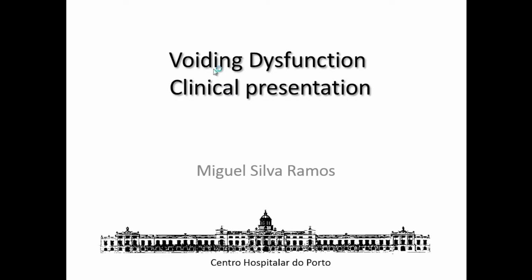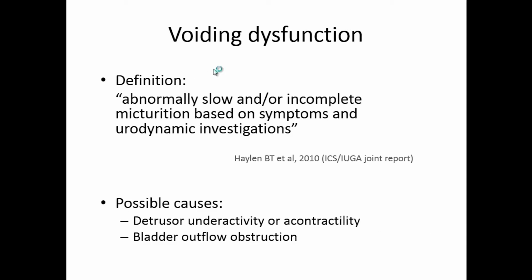As Luis previously said, the ICS definition of voiding dysfunction is abnormally slow and incomplete micturition based on symptoms and urodynamic investigation. So it's a very wide definition. Of course, the causes have already been described: detrusor underactivity or acontractility and bladder outlet obstruction.